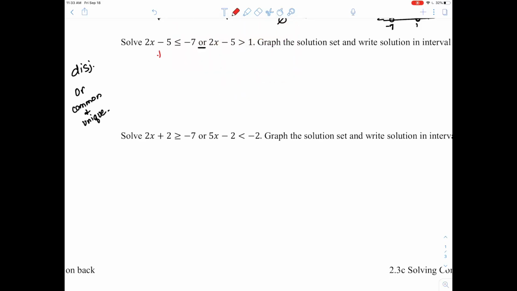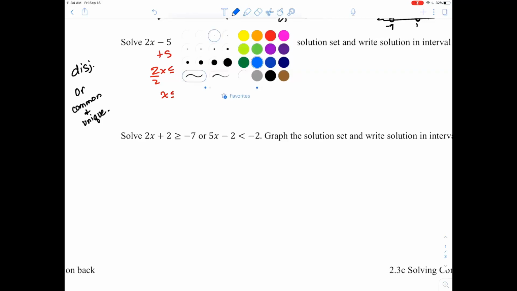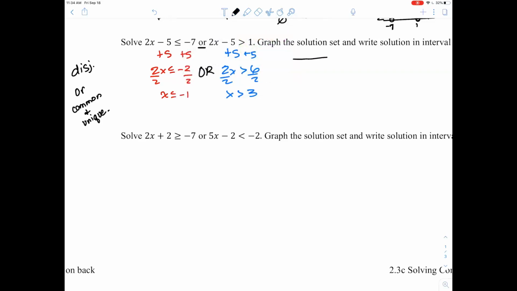So let's go ahead and solve. So we'll add 5. 2x is less than or equal to negative 2. Divide by 2. x is less than or equal to negative 1. Or, and remember, that's a big deal. It's just true for this one or that one. Add 5. 2x is greater than 6. Divide by 2. x is greater than 3. So let's graph that and see what it looks like.